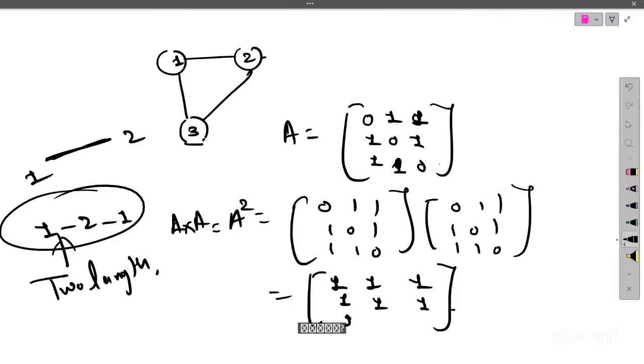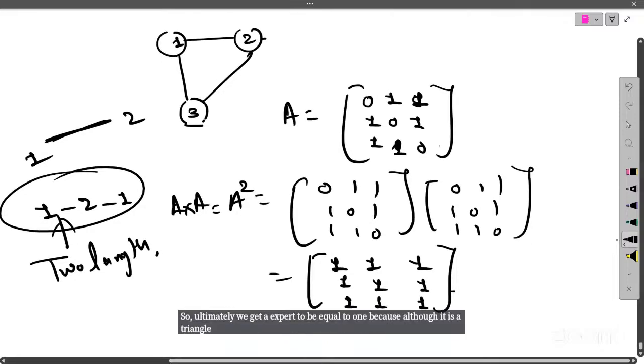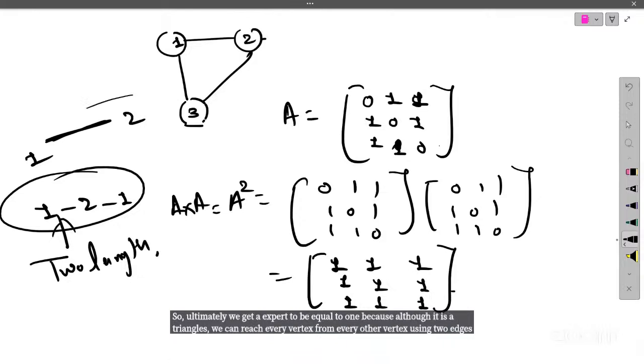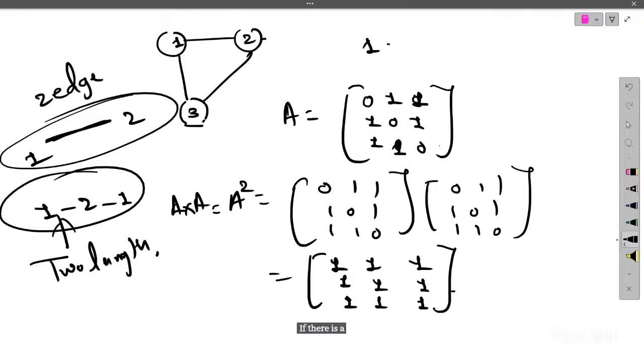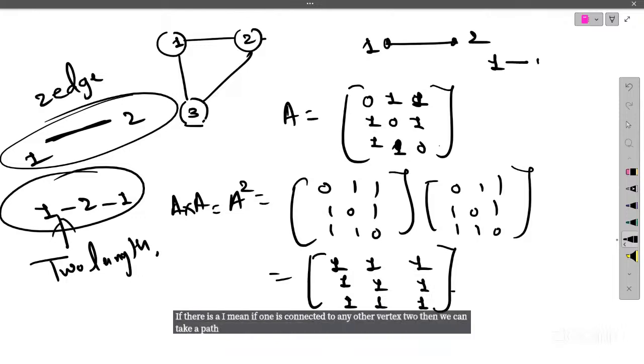Right. So ultimately we get A squared to be equal to 1, because although it's a triangle, we can reach every vertex from every other vertex using 2 edges. So yes, they are considering this path to be a 2-edge path. If vertex 1 is connected to any other vertex 2, then we can take a path where we go 1 to 2 and back from 2 to 1. This is our 2-length path.